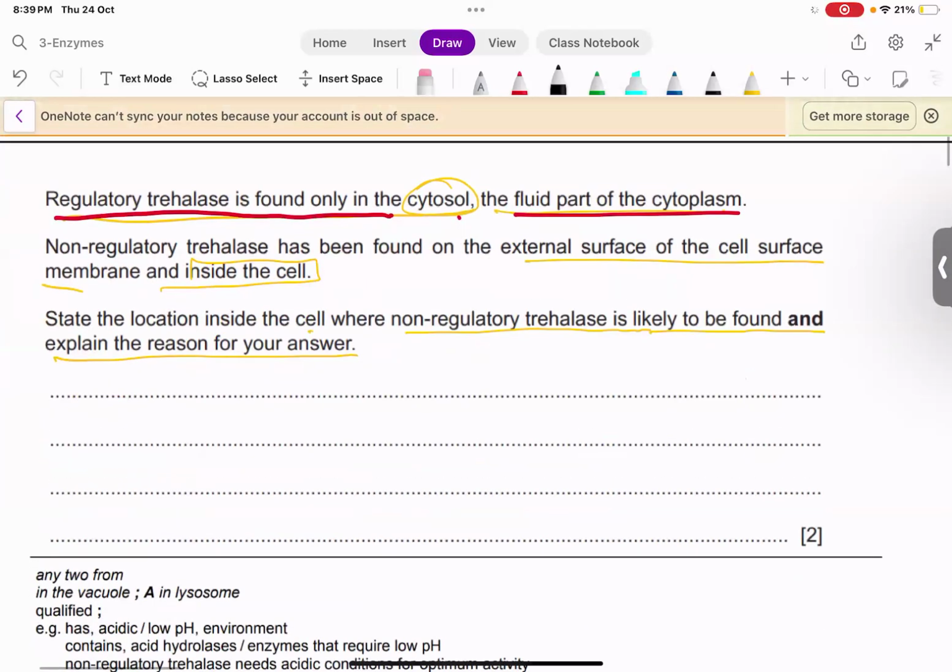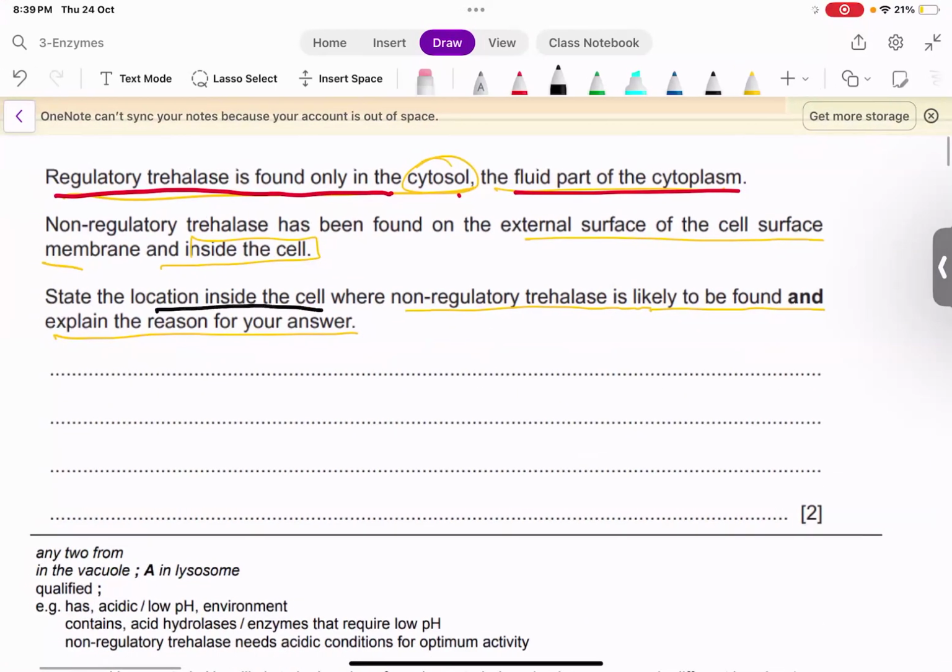So that must be the location inside the cell. So you should write lysosomes. They are found in the lysosomes. And explain the reason for your answer. What is the reason for this answer? And it is for 2 marks. So you should give a reason. The reason may be that they have suitable conditions for their activity inside the lysosomes. Okay. Or the reason may be they are enclosed in the cell membrane.